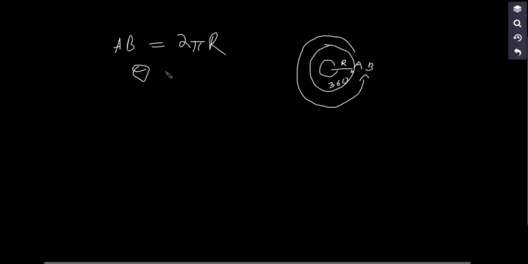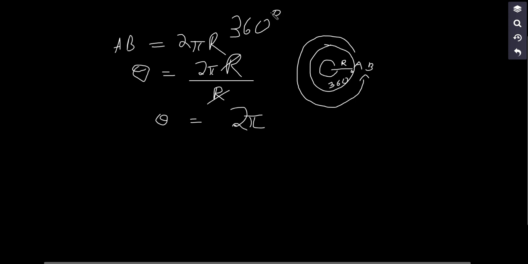So theta is equal to arc length, same as circumference, 2 pi r by r, arc length by radius. Theta is equal to 2 pi. This is for 360 degrees. So we just can say that 360 degrees, in degrees, is equal to 2 pi rad in radians.